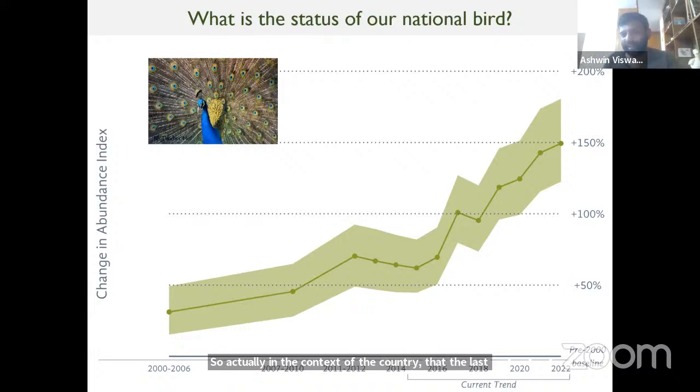Locally, we all want sparrows to come back around us, but for that we need to have some kind of food available for them. And there are a lot of stories about sparrow declines related to mobile towers and radiation. None of that has any scientific evidence.